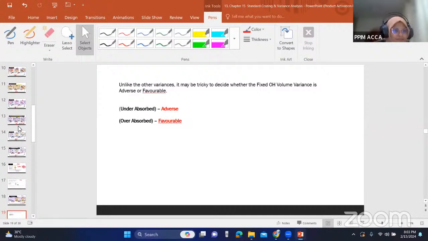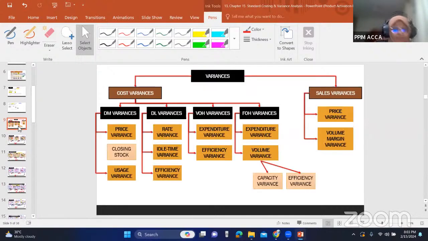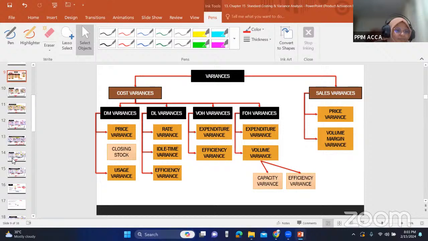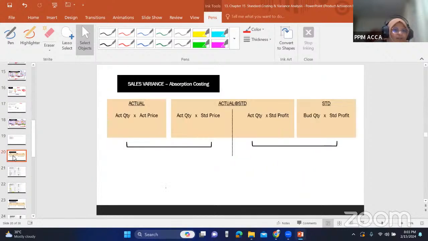Right. So now let's go back to that chart. We have done expenditure and volume. Volume can be split into capacity and efficiency. I'll talk about that in a bit. But these are the main two which we have learned. Finally, let's do the sales variances. If you can do this, this is basically 90% of variances. Everything after the sales variance is just additional areas. Right. So look at the sales variance.